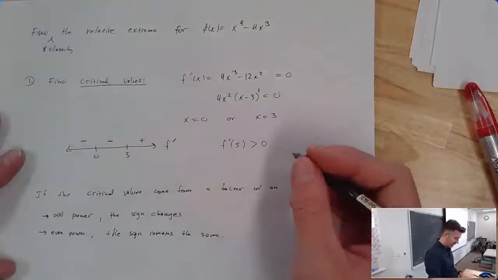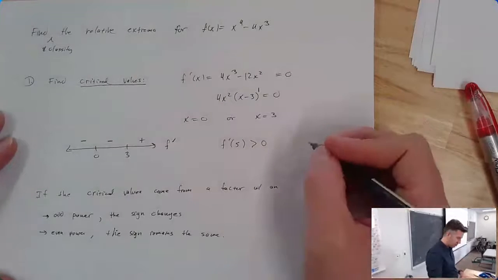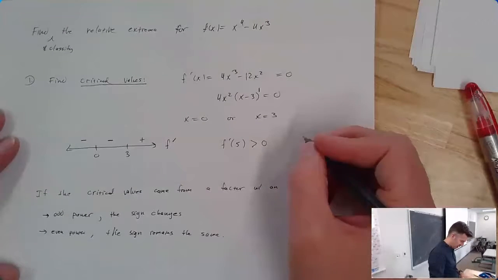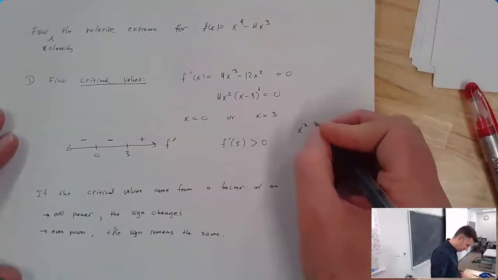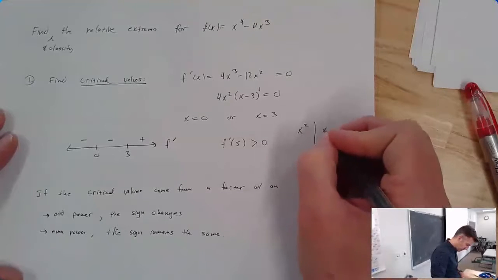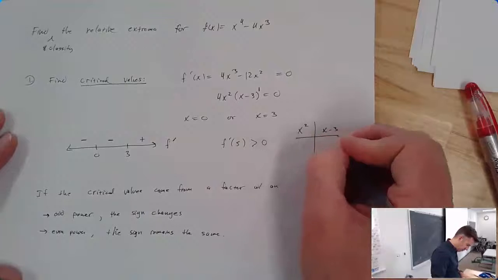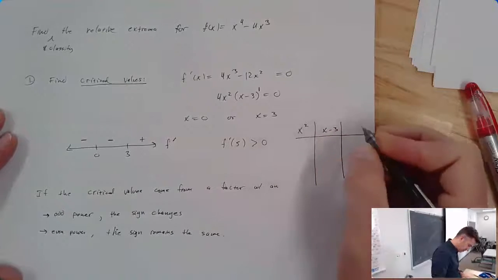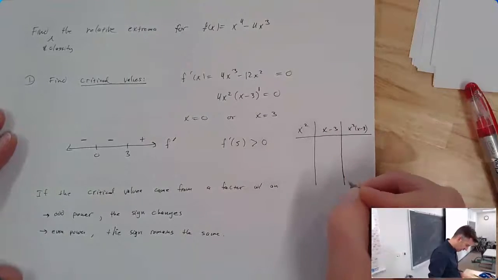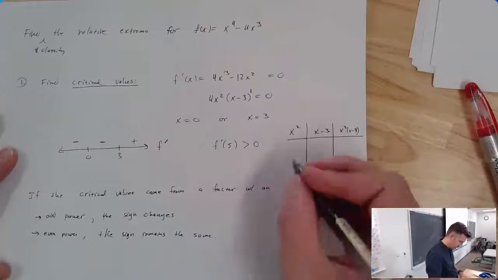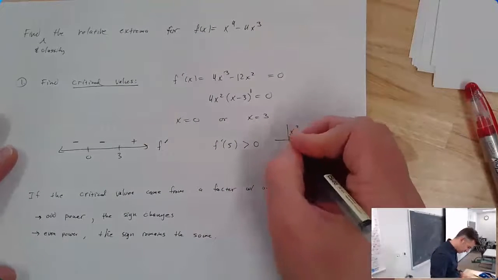Let me show you the work that people sometimes do. You've got your x squared and your x minus 3, and then the product of them. This is a basic example. And then you've got your 3 different sections.